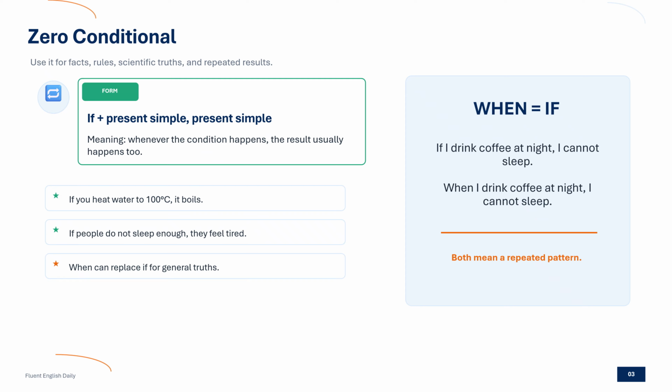Another example is, if people do not sleep enough, they feel tired. This describes a general result rather than one particular future event. In the zero conditional, we can often replace if with when without changing the meaning. For example, if I drink coffee at night, I cannot sleep. And when I drink coffee at night, I cannot sleep. Both sentences describe a repeated pattern.